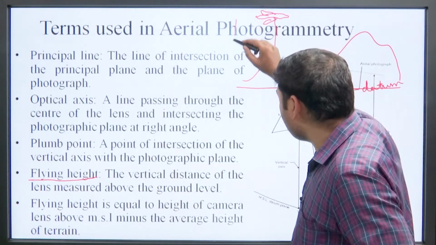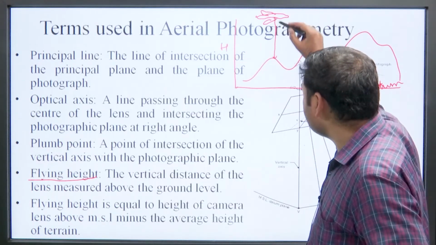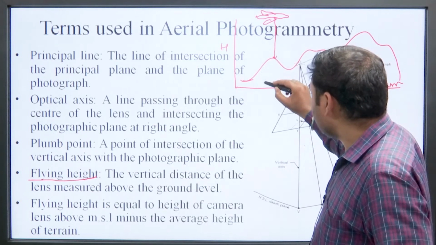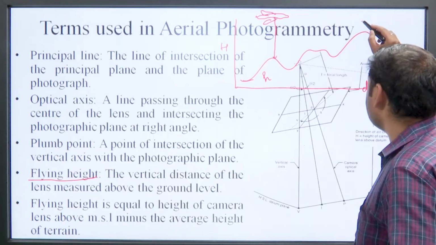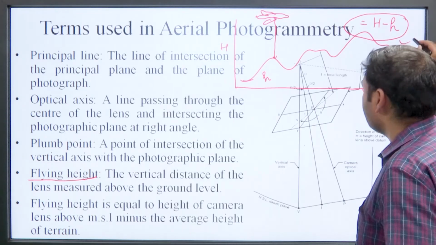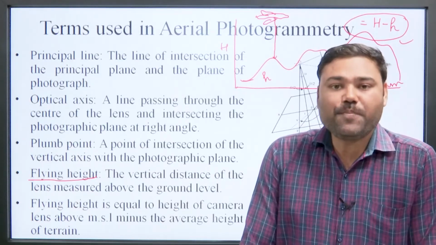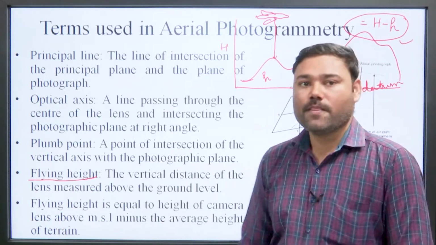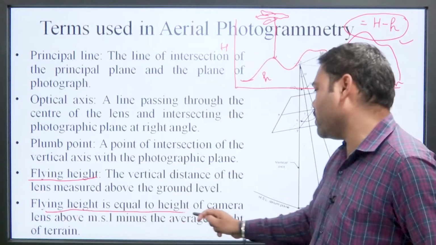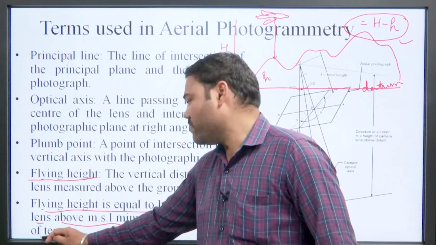For example, if the total height of an aircraft or a camera is capital H and the height of the ground above mean sea level is small h, then flying height can be defined as capital H minus small h. So, flying height is basically the vertical distance of the lens measured above the ground level. As we discussed, flying height is also equal to the height of the camera lens above mean sea level minus the average height of terrain.